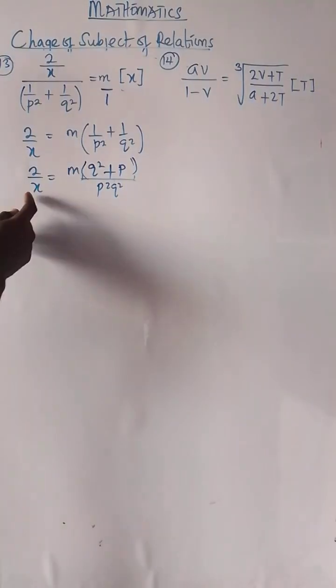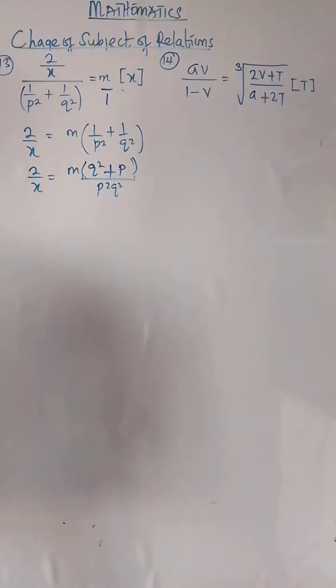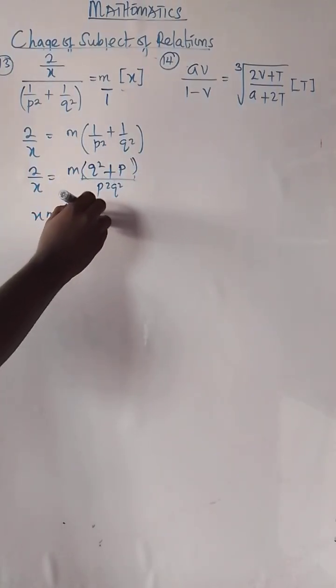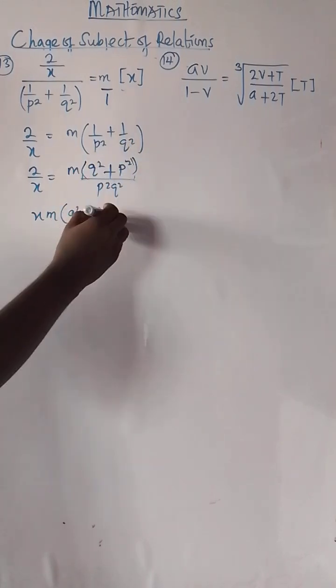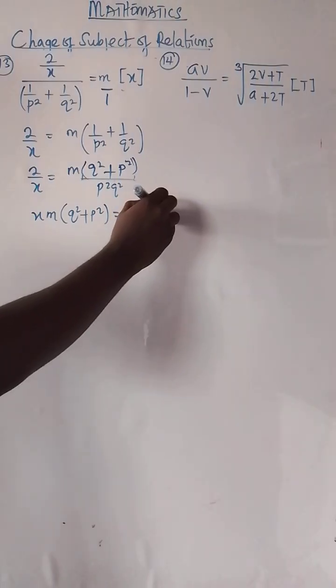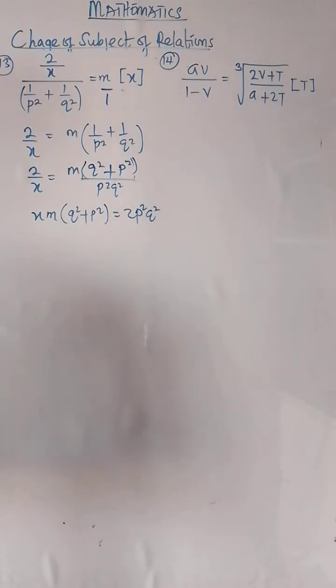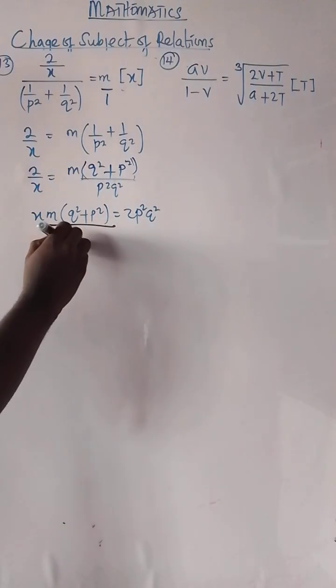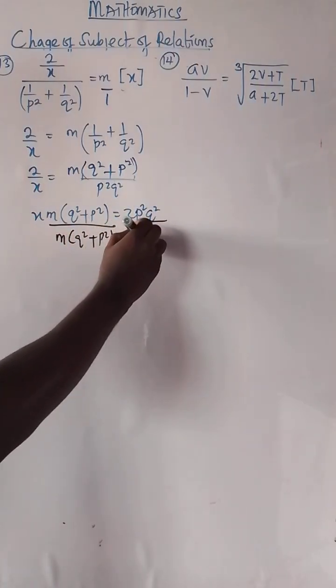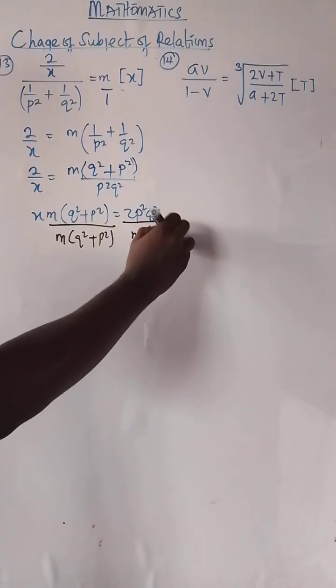What next? Since our aim is to get x, we can cross multiply. So this will multiply x. So I'll be having xm into q squared plus p squared equals to 2 multiply p squared q squared. Since our aim is to get x, we divide both sides by this to make x stand alone: q squared plus p squared over m into q squared plus p squared.